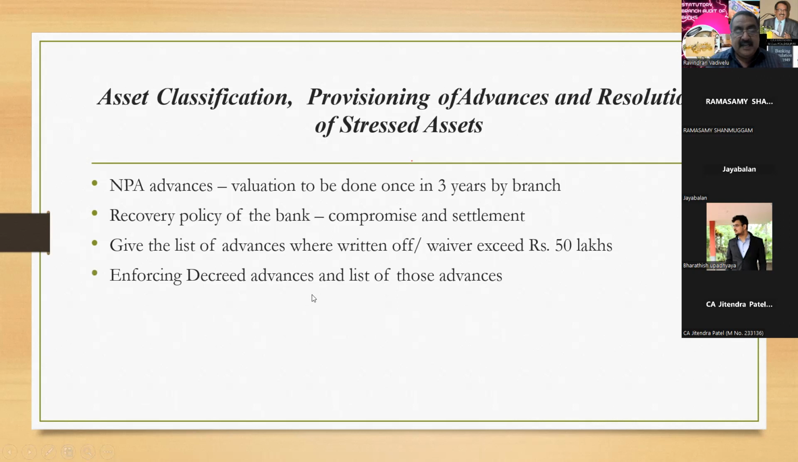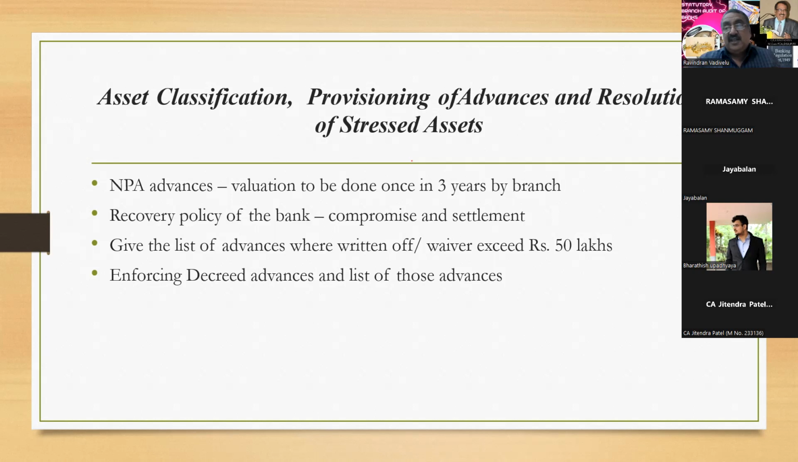Next one is enforcing decreed advances and the list of those advances. Normally, most chartered accountants are not seeing the decreed advances, including me. Previously I never saw that, and now for the last 15 years I am seeing that. What is meant by decreed advances? Decreed advances are those advances against which the court has already passed an order towards recovery. For these decreed advances, recovery proceedings have to be initiated within a period of 12 years from the date of pronouncement of the order. If no amounts have been recovered or no proceedings have been initiated within this period of 12 years, then you have to give a reason why the proceedings have not been initiated.